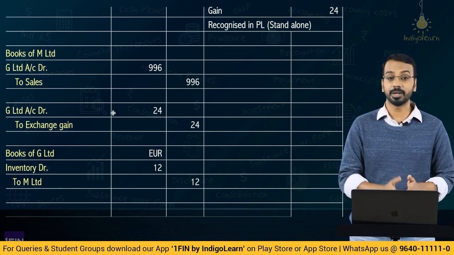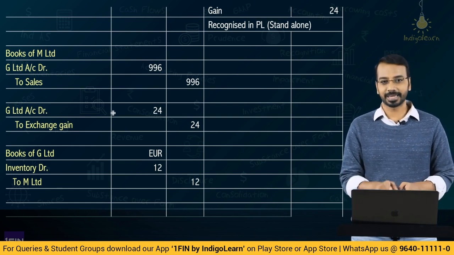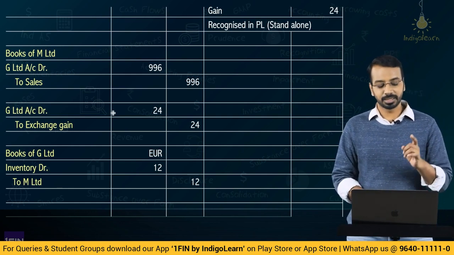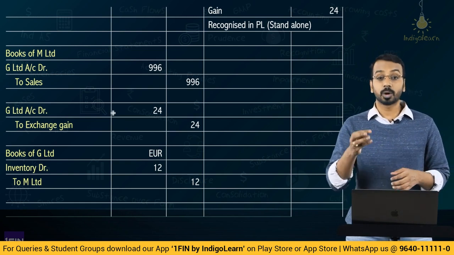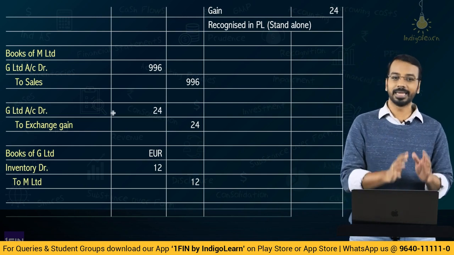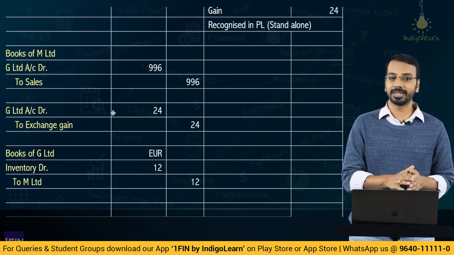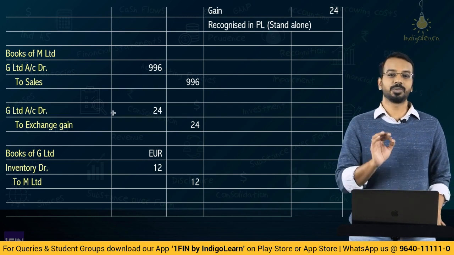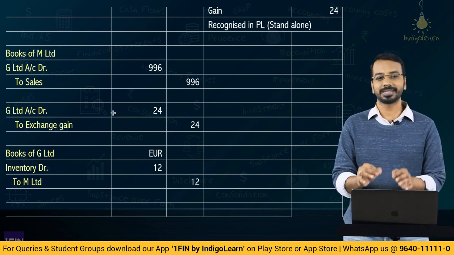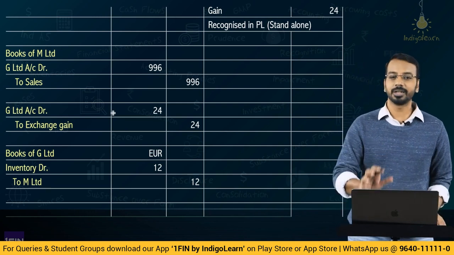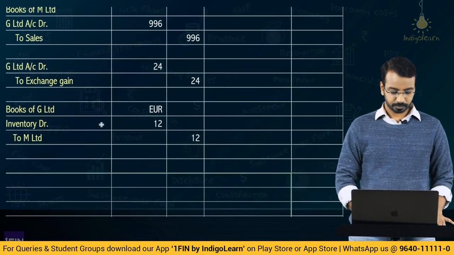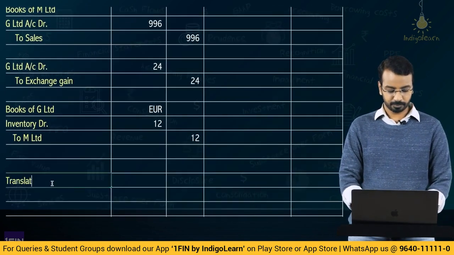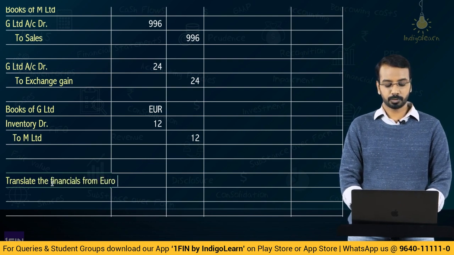Now friends, please remember, for M Limited the functional currency is INR. For the subsidiary company, which is G Limited, the functional currency is euro. Now what you need to do is convert the euro financial statements to INR. And how do you translate that? By applying the translation principles that we have understood. So all the assets and liabilities will be converted using the closing exchange rate. So we will translate the financials from euro to INR.